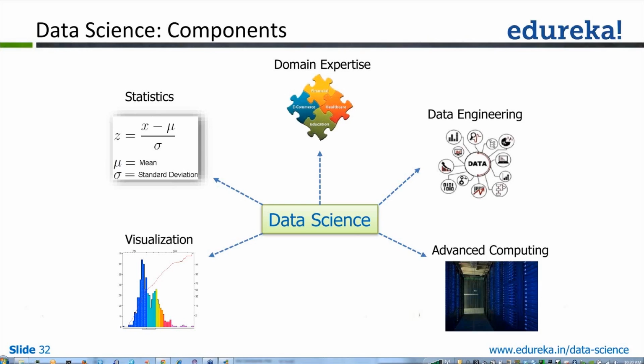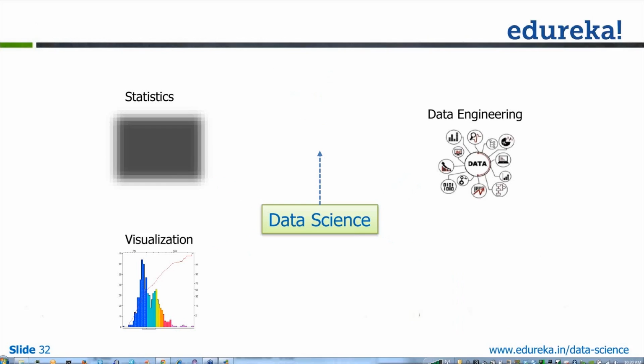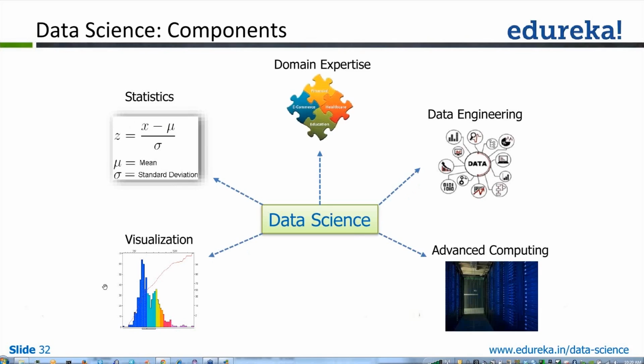Okay, or if you are a machine learning expert or a core mathematical statistician, then you need to learn about system aspects like data engineering and advanced computing. Or if you have domain expertise, which is like a functional person, then you need to understand all these other components in order to become a good data scientist. Okay, so that's why I said if you want to enter the field of data science as of today, it's a good idea to get some exposure in each of these components.